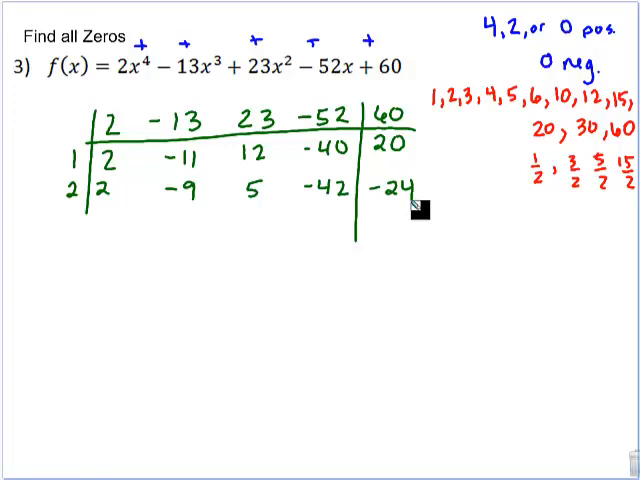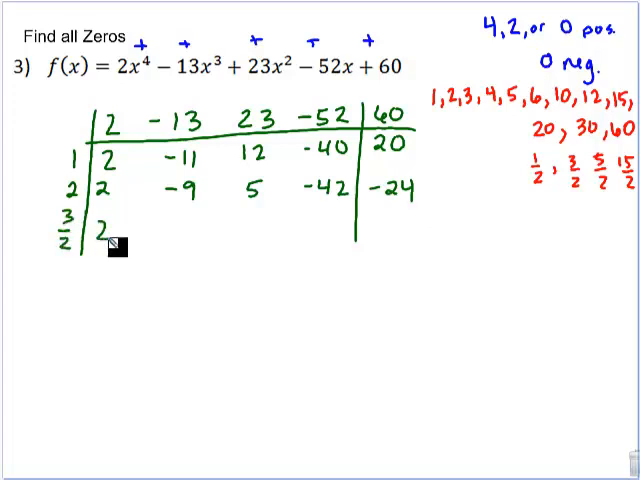Okay? So does that make sense why we would try 3 halves here? Because 1 was positive, 2 was negative. We had to cross our zeros somewhere in between. So let's try 3 halves and see if that works.